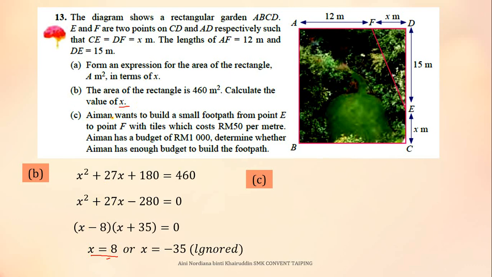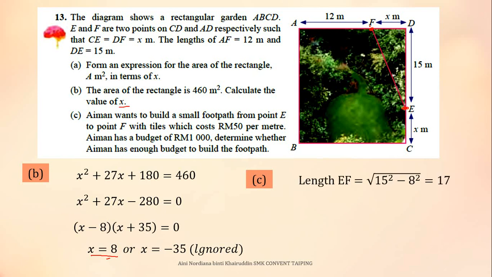For C, Aiman wants to build a small footpath from point E, so from point E here to point F, with tile which costs 50 ringgit per meter. Aiman has a budget of 1,000. Determine whether Aiman has enough budget to build the footpath.